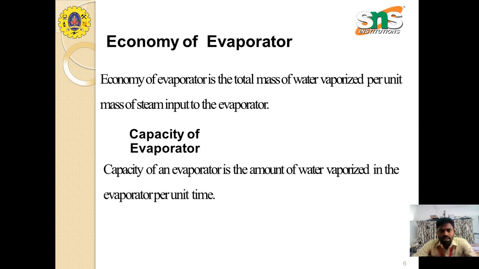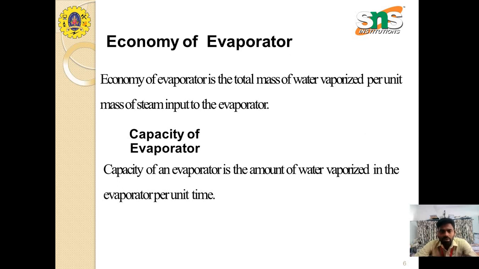To discuss the topic called evaporator, we should know the basic terms like economy and capacity of the evaporator. The economy of an evaporator is the total mass of water vaporized per unit mass of steam input to the evaporator. So, per unit time, how much mass is converted into steam. That defines the term economy of evaporator.